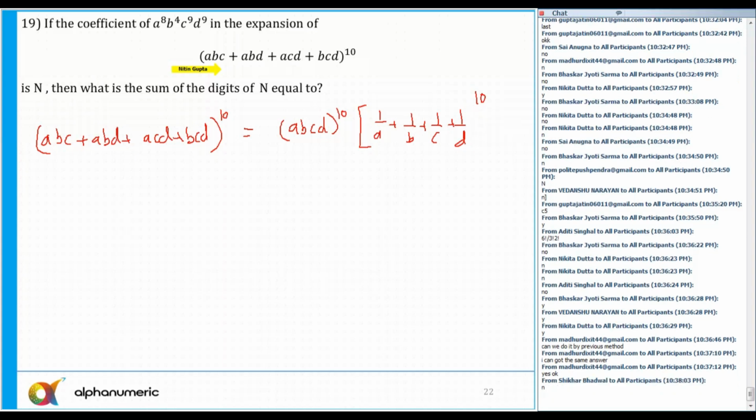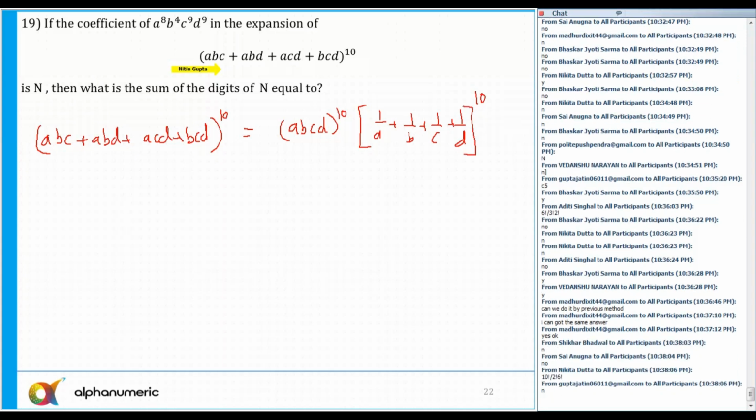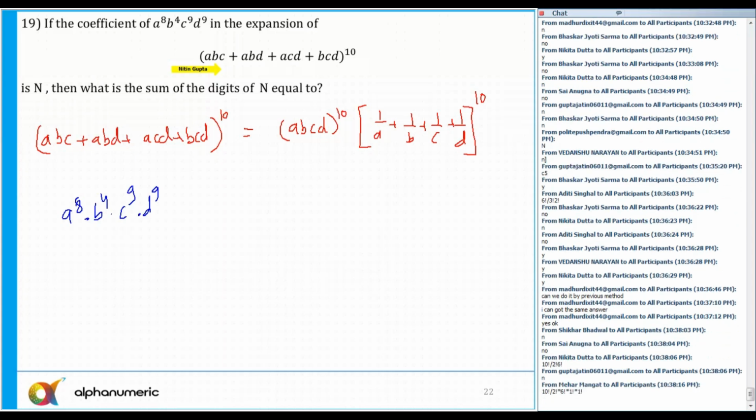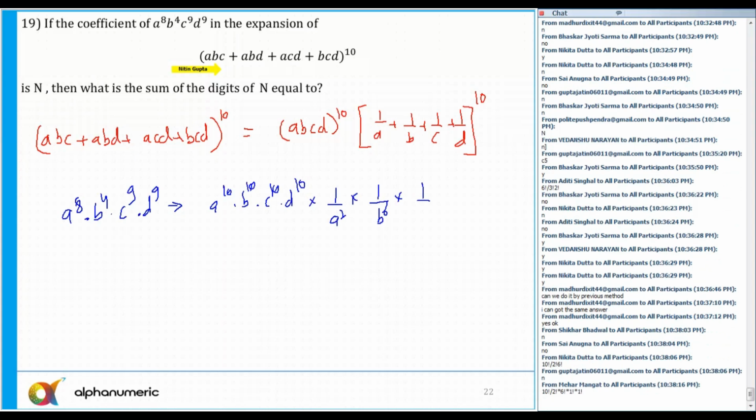No. And we need to find out the coefficient of what term? That is A raised to power 8 into B raised to power 4 into C raised to power 9 into D raised to power 9. If I write it in the form of a reciprocal, making the cases will become easy. So this is A raised to power 10 into B raised to power 10 into C raised to power 10 into D raised to power 10. I need A raised to power 8, so it means into 1 by A square. B raised to power 4 means 1 upon B raised to power 6. C raised to power 9 means 1 by C into 1 by.